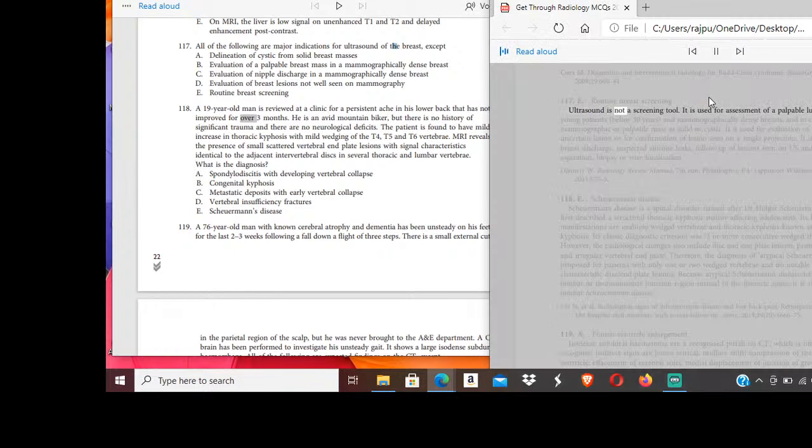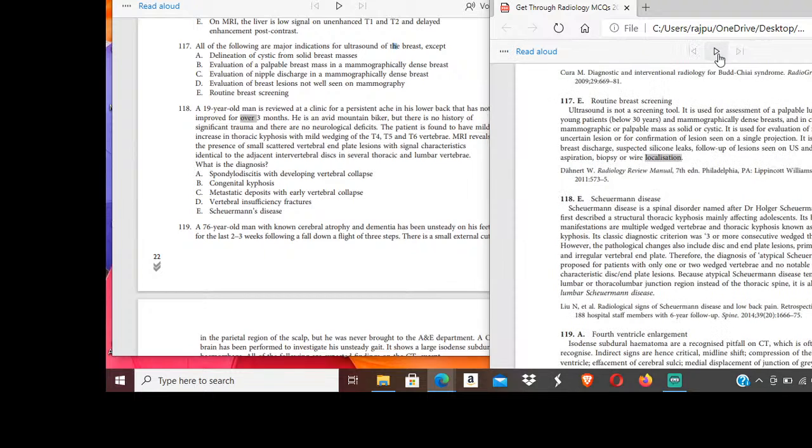Routine breast screening. Ultrasound is not a screening tool. It is used for assessment of a palpable lump, particularly in young patients below 30 years and mammographically dense breasts, and in characterization of a mammographic or palpable mass as solid or cystic. It is used for evaluation of mammographically uncertain lesion or for confirmation of lesion seen on a single projection. It is used for assessing breast discharge, suspected silicone leaks, follow-up of lesions seen on US, and for guiding cyst aspiration, biopsy, or wire localization.